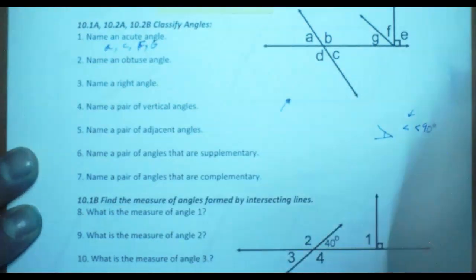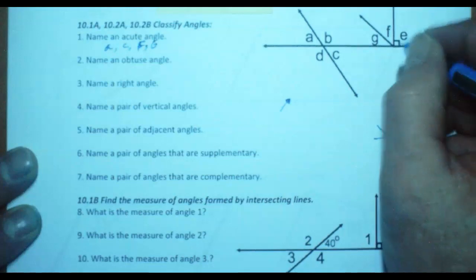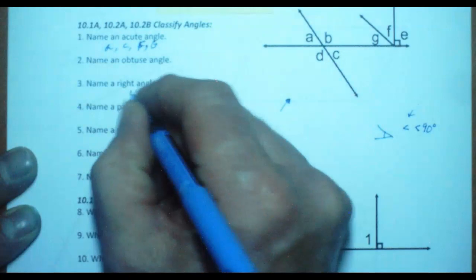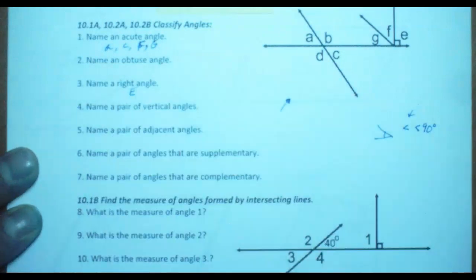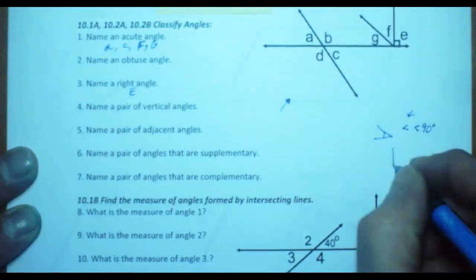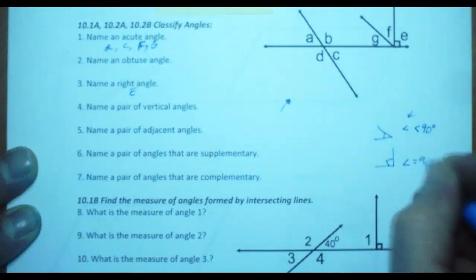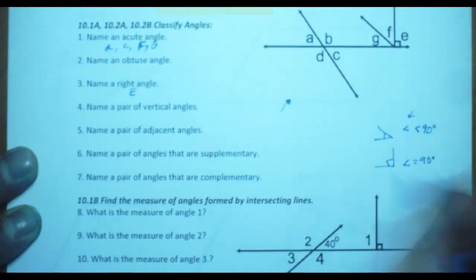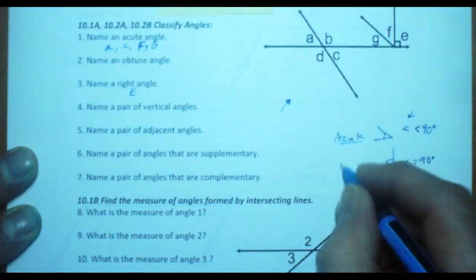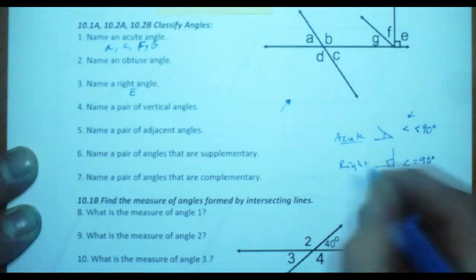So name a right angle. Well, this angle right here, E, would be a right angle. So E would be a right angle, and that's the only one. Now going back up there, name an obtuse angle. So here's a right angle. So that angle equals 90 degrees. This is right. This is acute. This is right. And then obtuse.